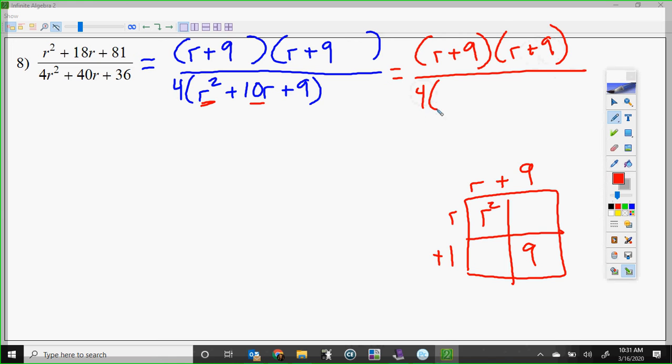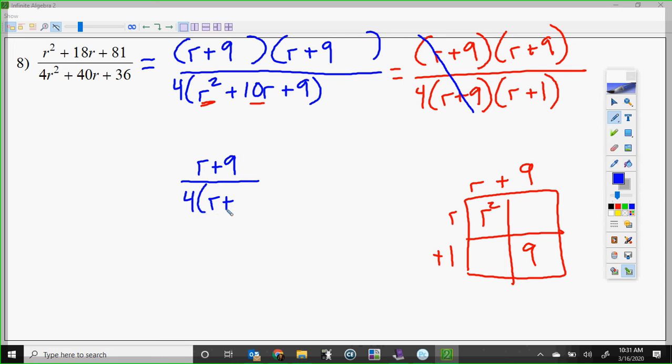Still have the 4 there, it doesn't go away. r plus 9, r plus 1. And the goal of this is I'm trying to cancel stuff out. Well, what can I cancel out? I can cancel out one of my r plus 9s in the top with that r plus 9 in the bottom. And then, does anything else cancel out? I don't believe so. So I'm just going to write down what I have. In the top, I have r plus 9. In the bottom, I have 4, r plus 1.